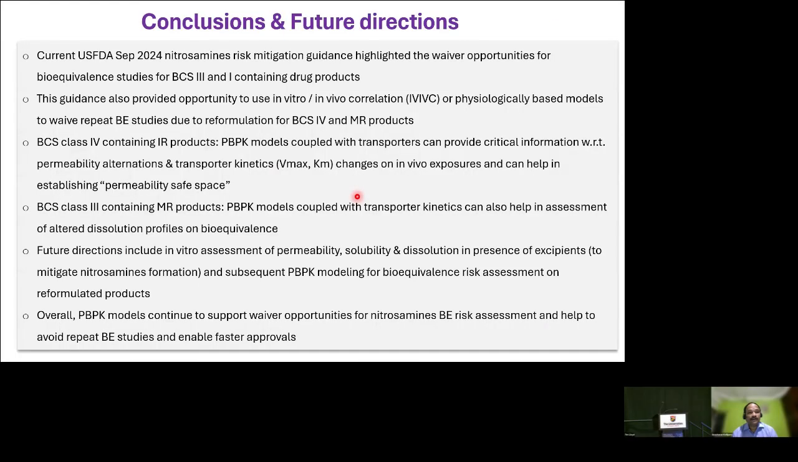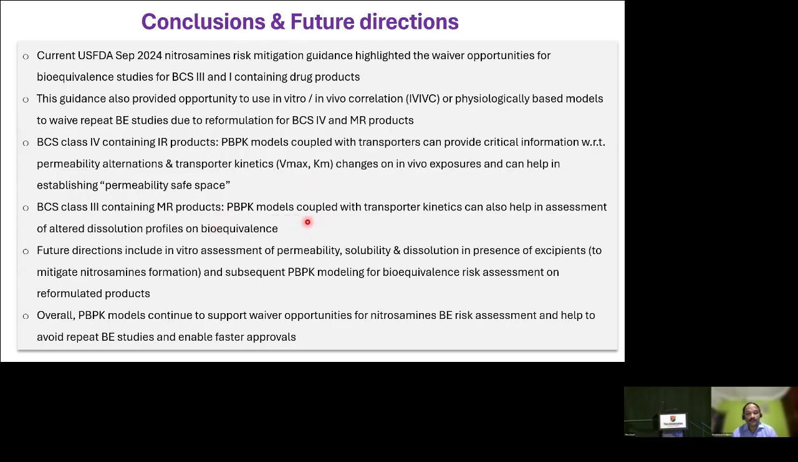So with these two case studies, the current US FDA guidance on nitrosamines highlighted the waiver opportunities for BCS class 3 and class 1 molecules as alternative BE approaches. There are also opportunities provided in terms of in vitro in vivo correlation or PBPK models for assessing the risk of BCS class 4 IR drug products as well as MR products. We have seen through the detailed case studies that for BCS class 4 molecules, PBPK modeling coupled with solubility, dissolution rate, and transporter kinetics helps us establish the safe space for permeability, and can be an attractive choice to justify avoiding repeated BE studies.